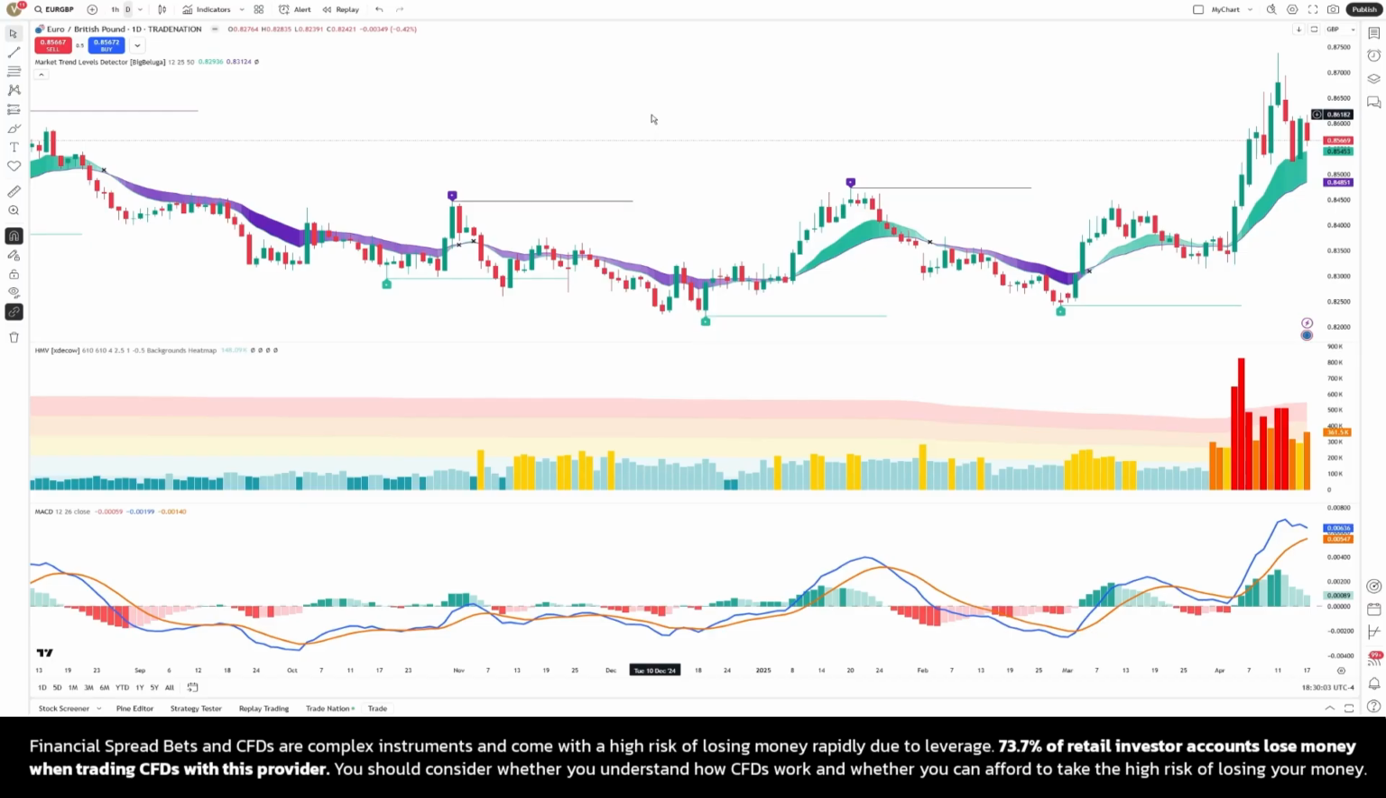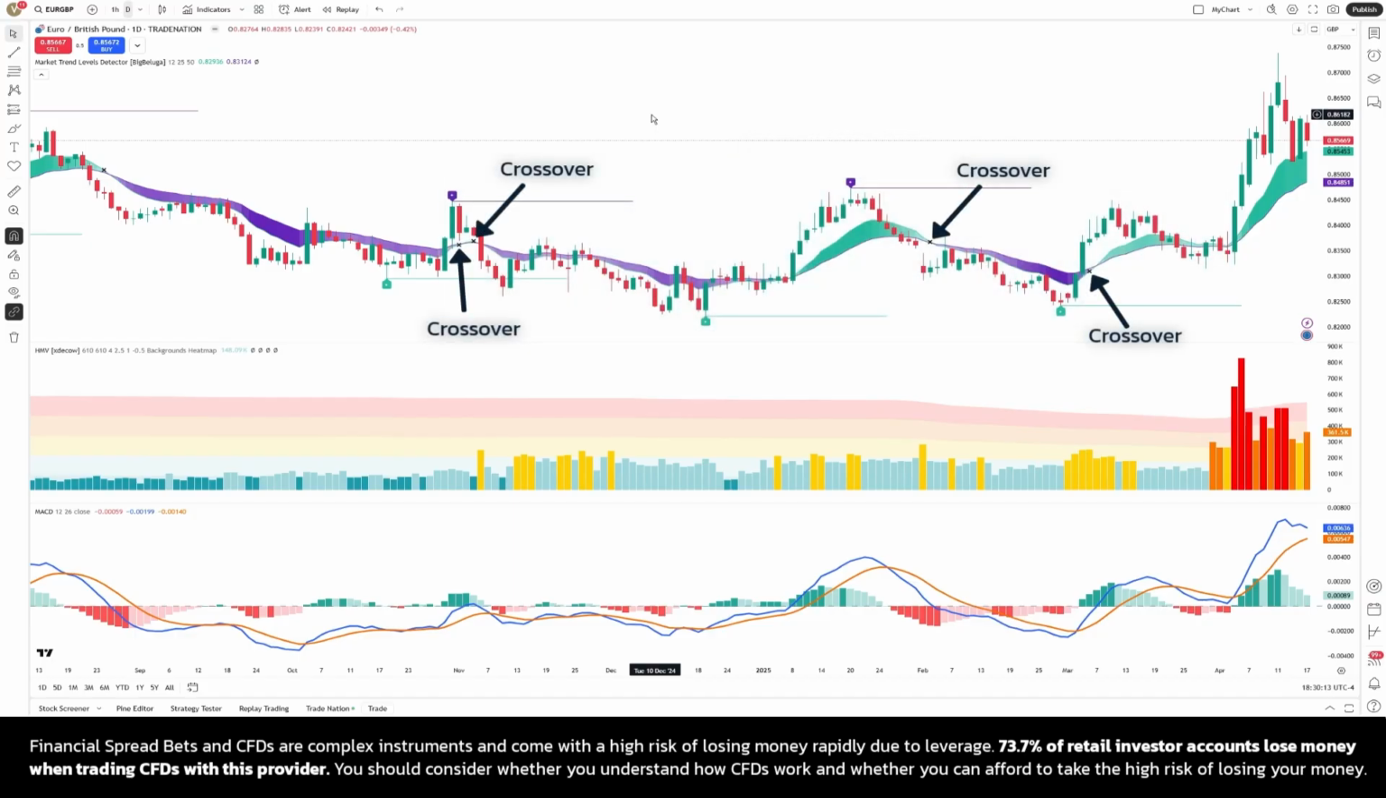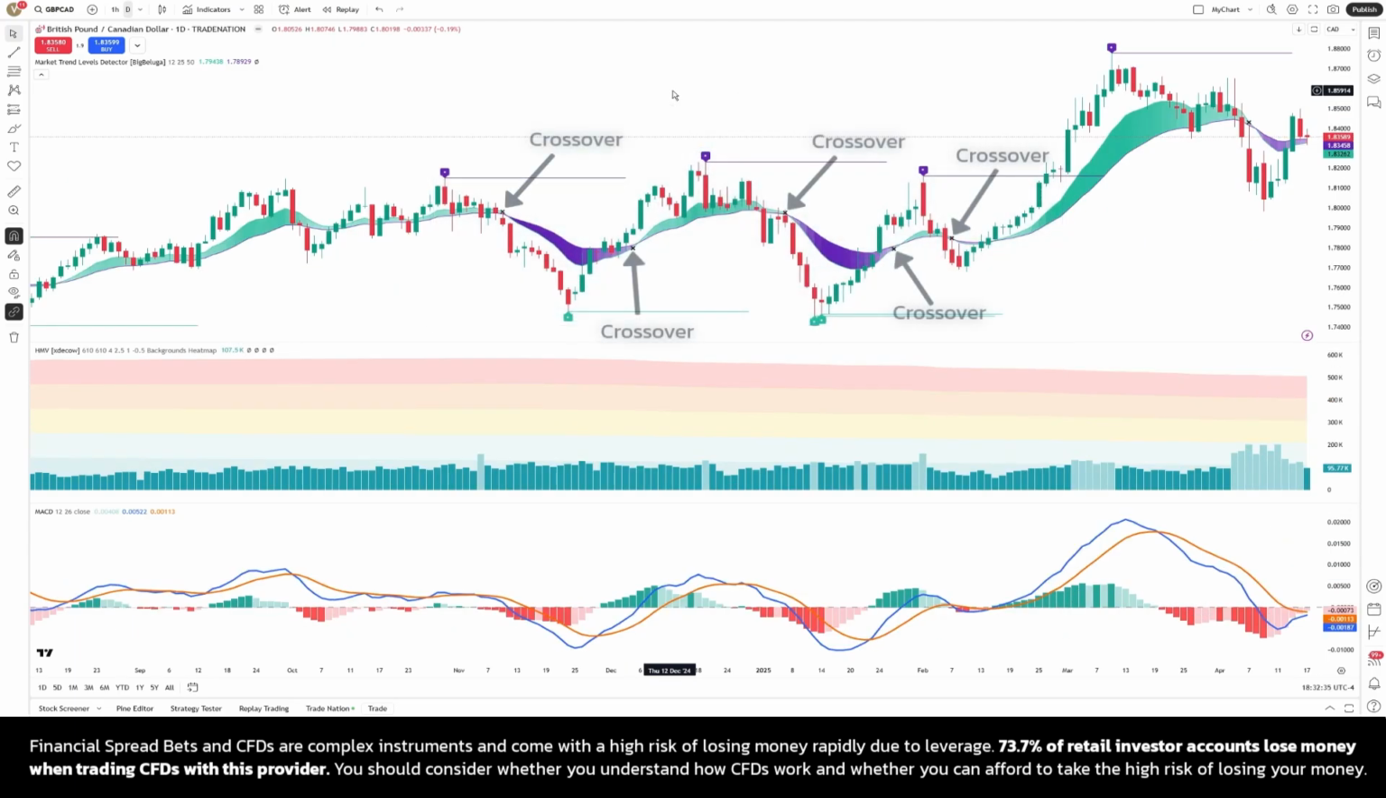While highly effective in trending markets, the Market Trend Levels Detector has limitations. In sideways or consolidating markets, the indicator may produce frequent crossover signals, leading to potential false alerts. Moreover, as the tool relies on exponential moving averages, signals might lag actual market movements, potentially resulting in delayed entries or exits.